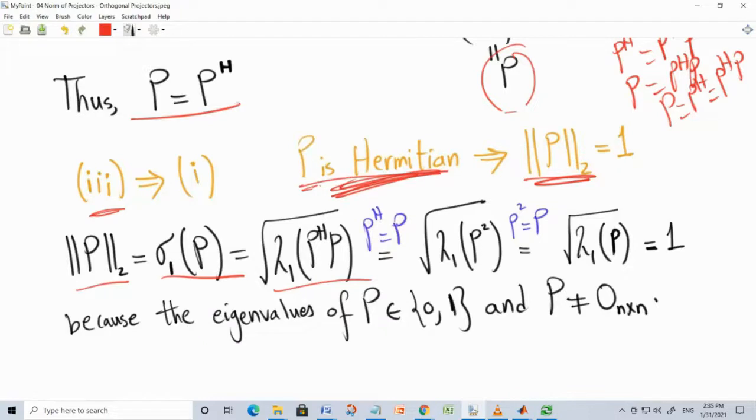If B Hermitian is equal to B, then this is equal to B squared, and B squared is equal to B because any projector is idempotent, so that lambda 1 of B squared is lambda 1 of B. And so now a statement about the singular value of P is converted to a statement about an eigenvalue of B. We know that B is a projector, it's idempotent, and its eigenvalues are just zeros and ones. If it's not the all zero matrix, then the maximum eigenvalue of B is 1. And so we know that the L2 norm of B is exactly equal to 1.